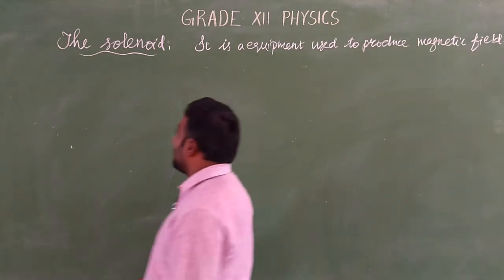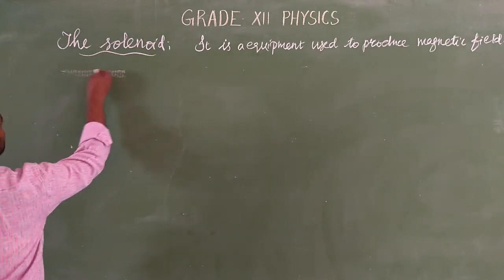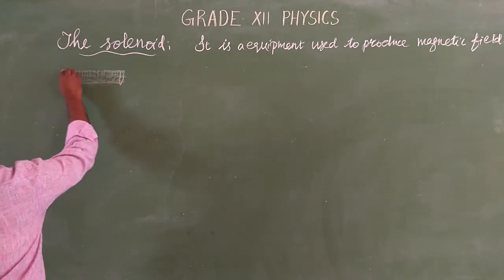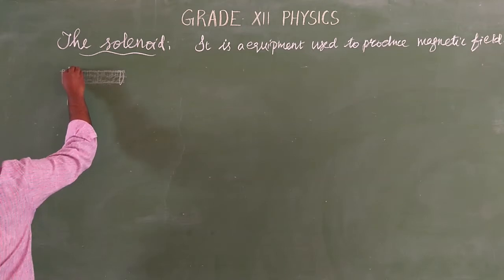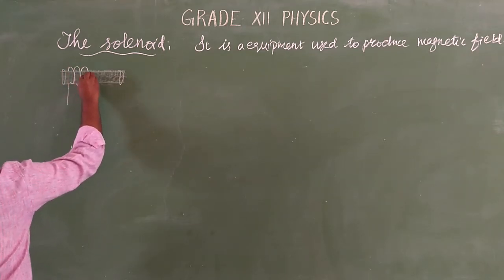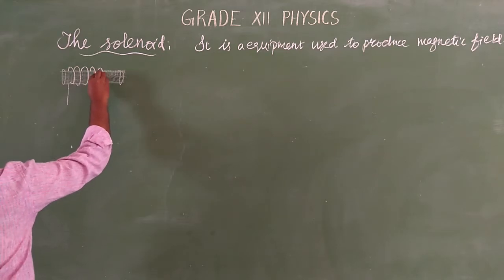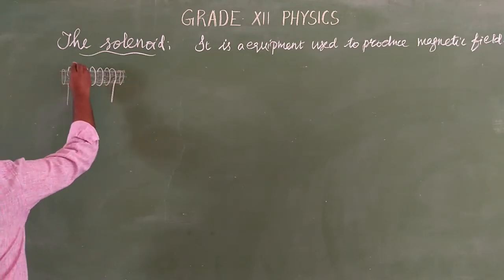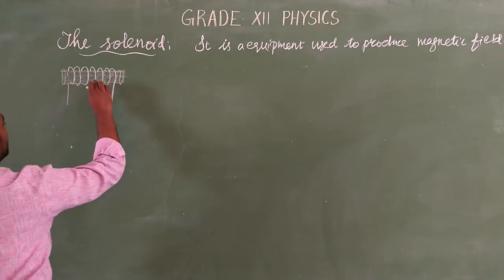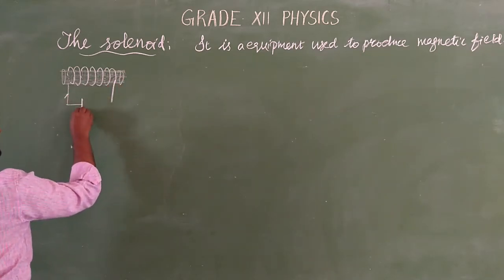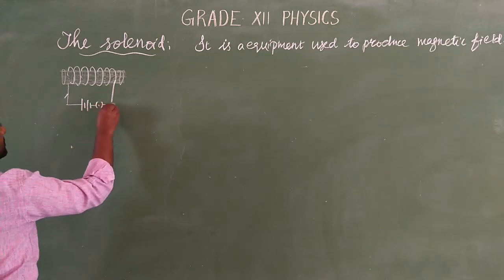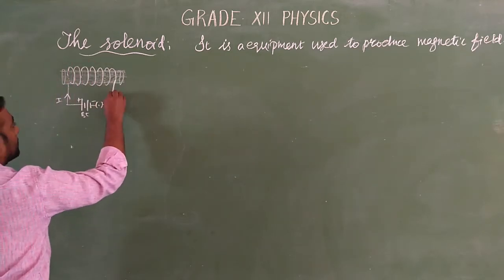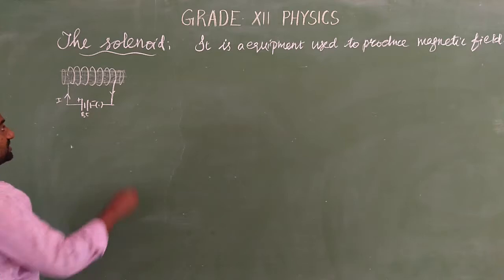How does it look? This is a non-insulating cylindrical frame. Over this non-insulating cylindrical frame, a copper coil is wound. Then the terminals are connected to the battery with a key. The current enters the coil from the positive terminal of the battery and comes back to the negative terminal. So this is the direction of the current.